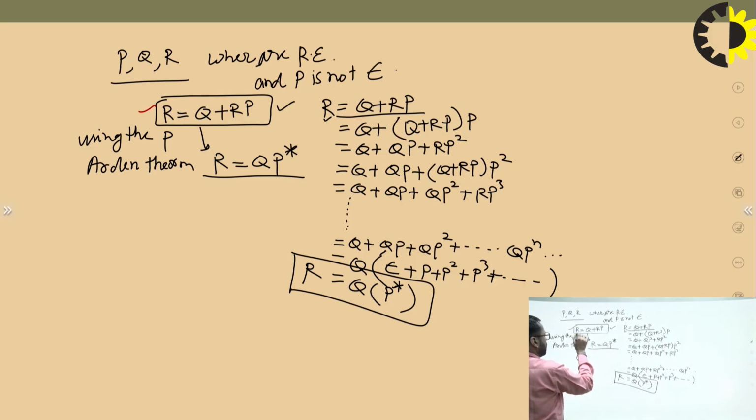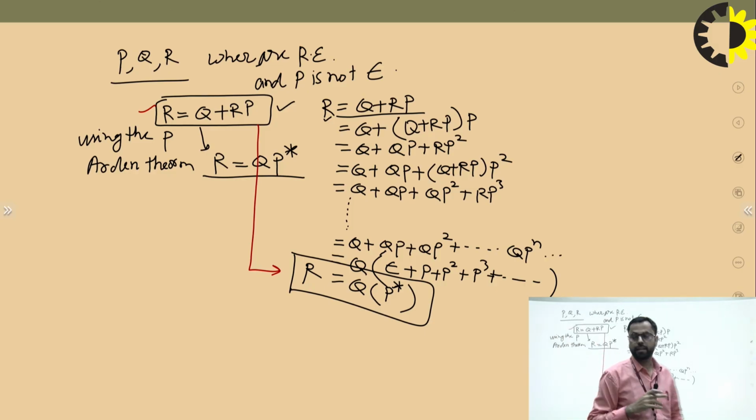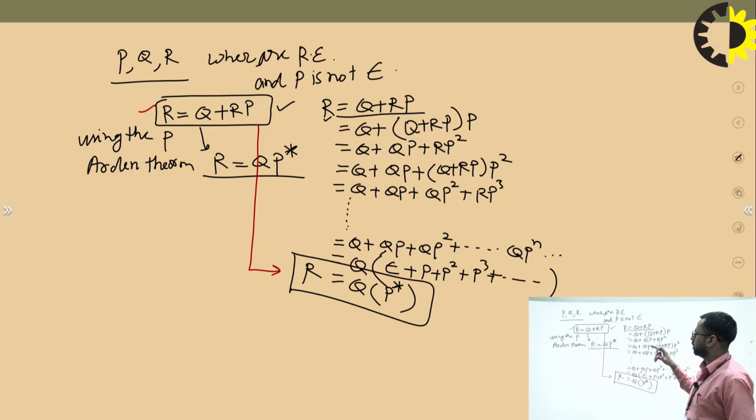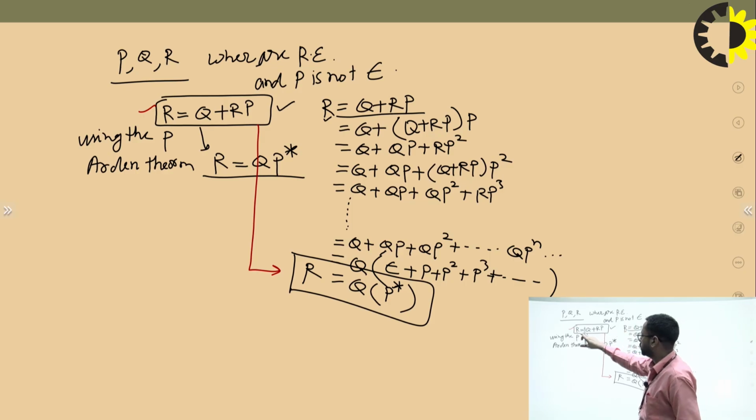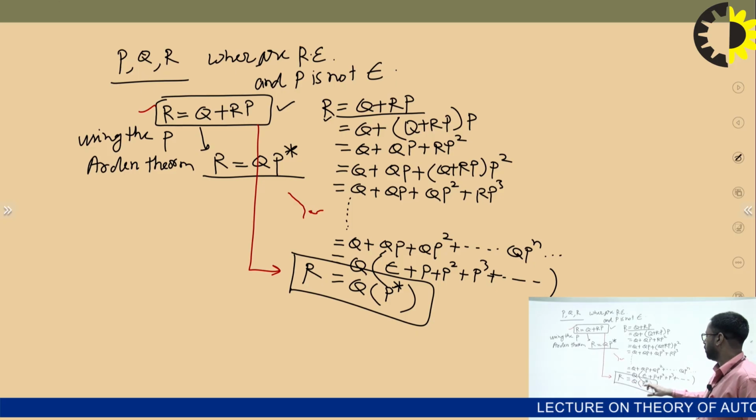If the formation is R equal to Q plus RP, then we can utilize this structure and transform it into R equal to QP star. So the basic content from Arden's theorem is that if we write down the basic model and express it in this form, we can basically transform this regular expression into R equal to QP star.